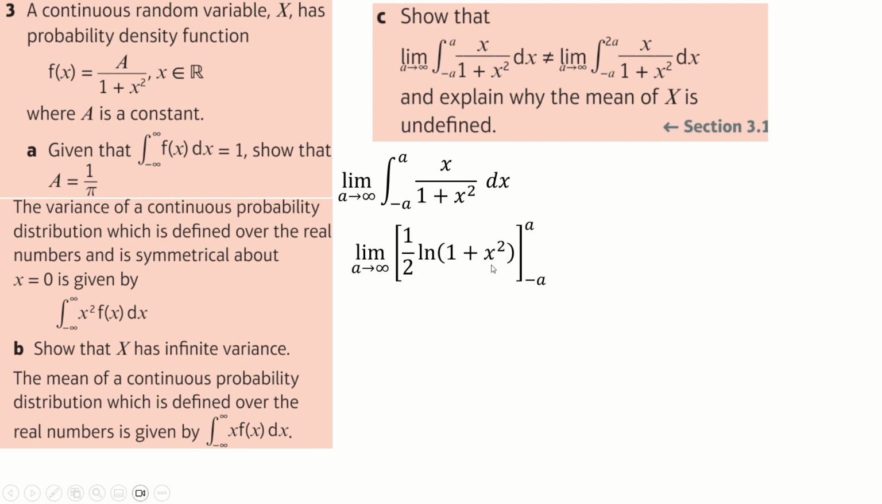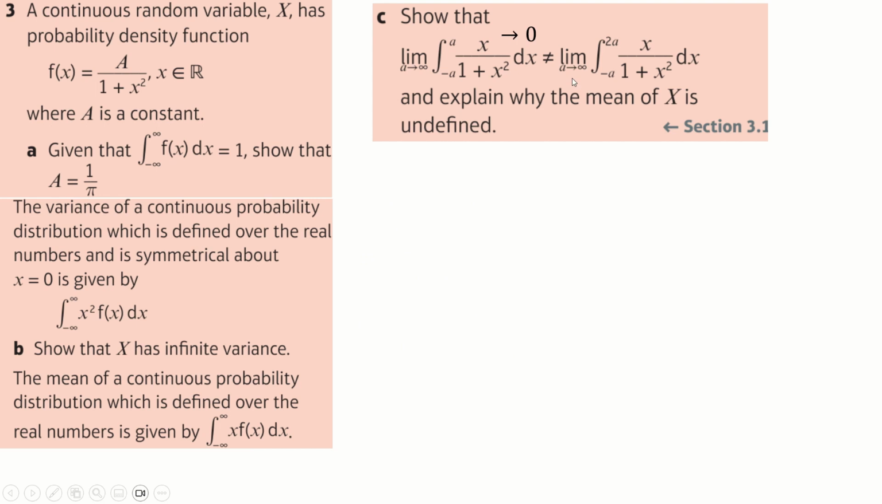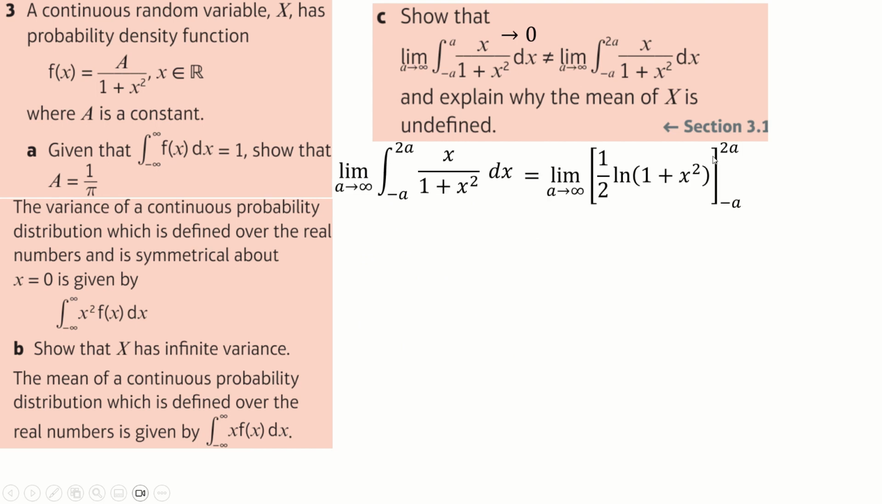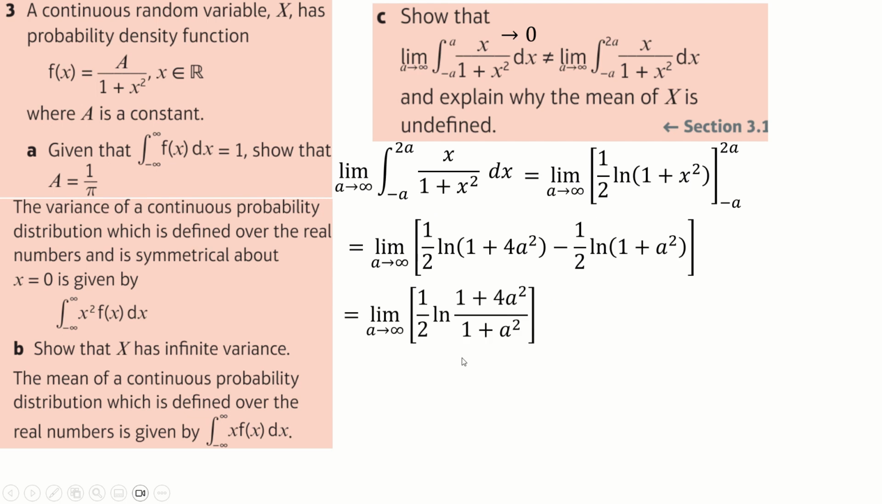When you put in the a and the minus a, these two terms are the same, so this just equals 0. So the first one definitely just goes to 0. The second one's kind of interesting. Do the same integral, you get this. When you put in 2a, you get 4a squared here. And when you put in minus a, you just get a squared, obviously. Now, this isn't the same. So let's combine the logs here to make this.